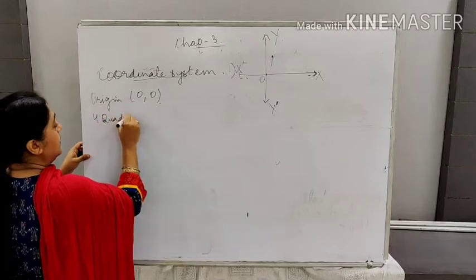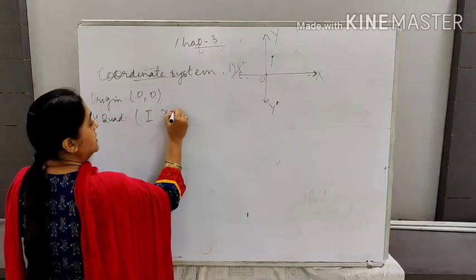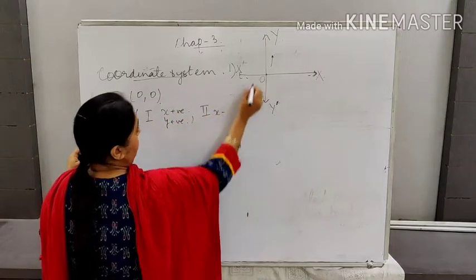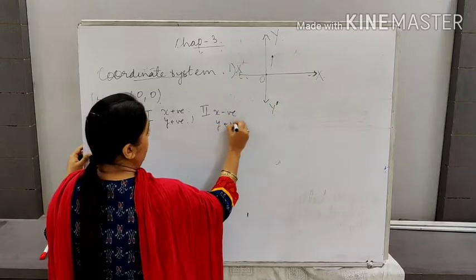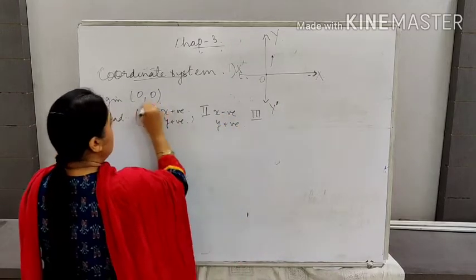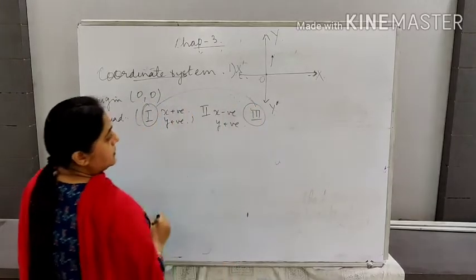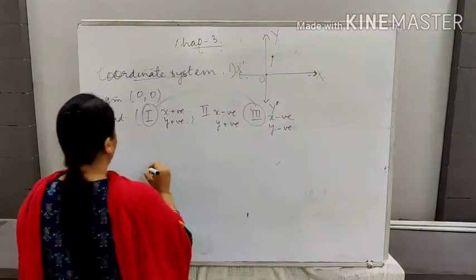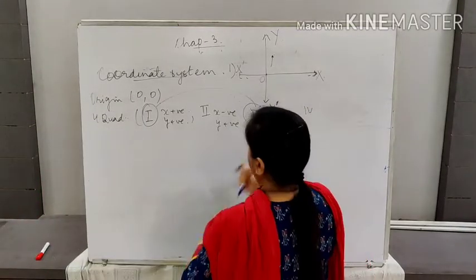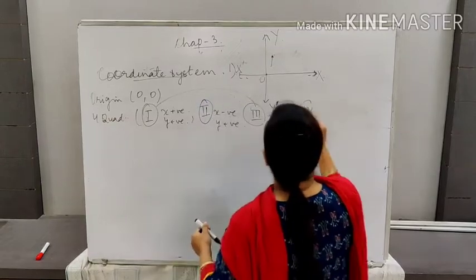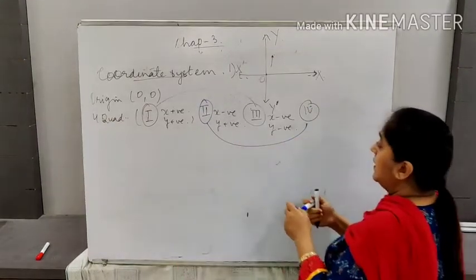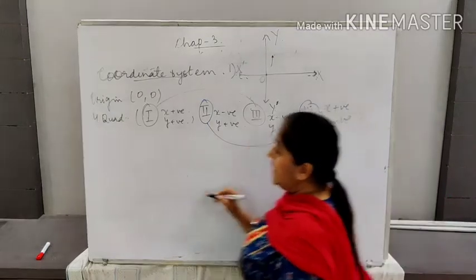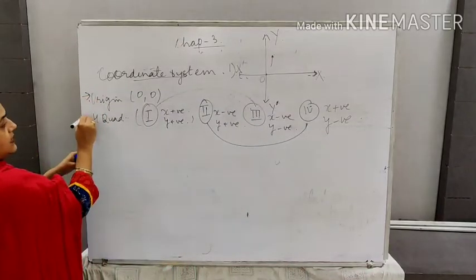4 quadrants. Right? In first quadrant we have x positive, y positive. In second quadrant we have x negative and y positive. Third quadrant, which is opposite to first quadrant, it is x negative and y also negative. Similarly, when I am talking about fourth quadrant, which is opposite of second quadrant, so I have x positive and y negative.